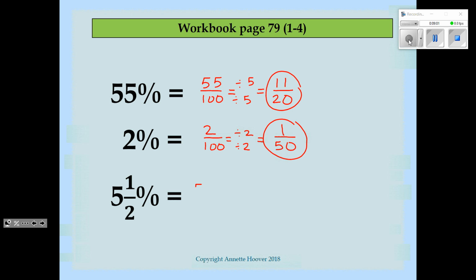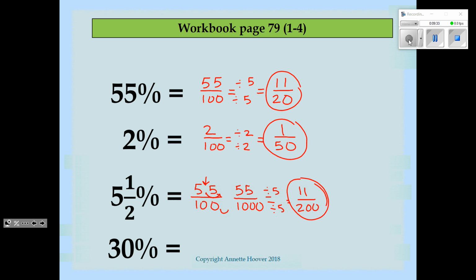5.5%. So we have 5.5 over 100 as our denominator. We do not want a decimal in our numerator, so we move the decimal over 1 place. That gives us 55. We move the decimal over 1 place, which adds a 0 down here. So we have 55/1000. Both of these are divisible by 5. So that would be 11/200.